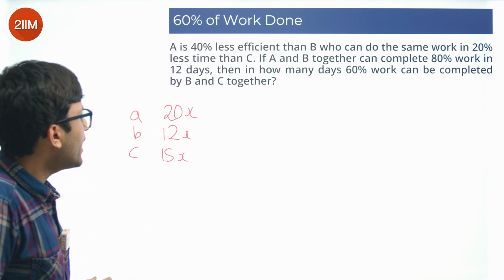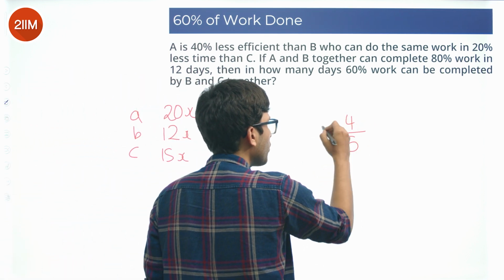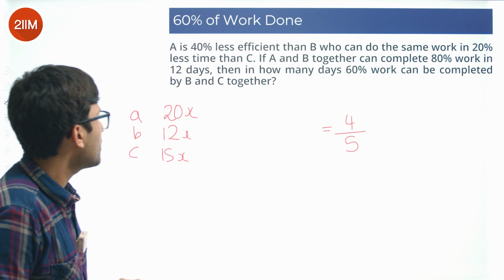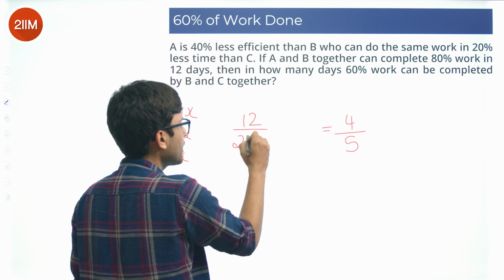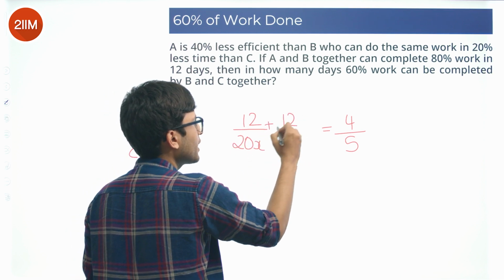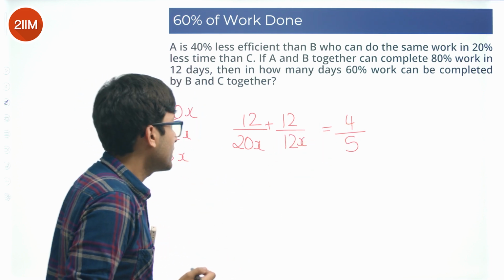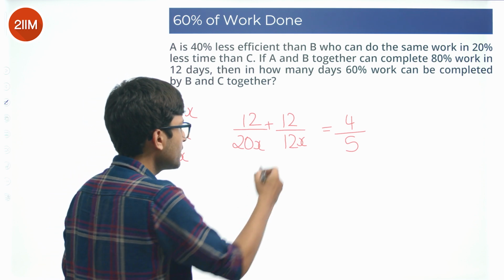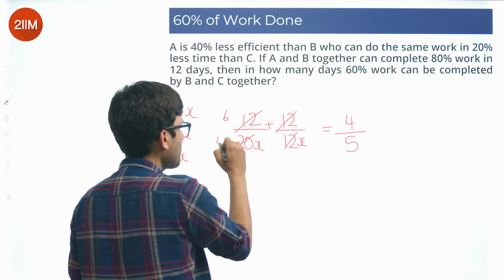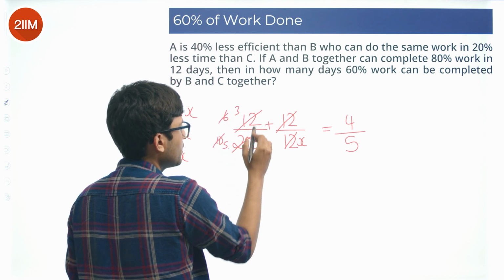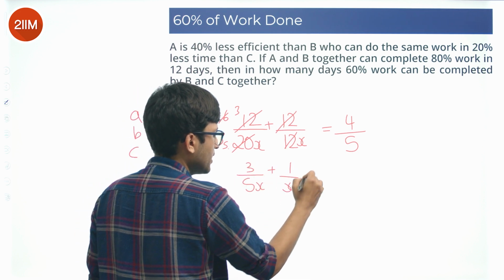Now let us start. A and B together can complete 80% of the work. 80% is 4 by 5, 4 by 5 of the work in 12 days. A and B. So if A is working for 12 days, plus if B is working for 12 days, this should be equal to 4 by 5. This is what they have given. So let's try solving this. First of all, 12 gets cancelled out. Here also there would be 6 and 10, 3 and 5. So 3 by 5x plus 1 by x is equal to 4 by 5.